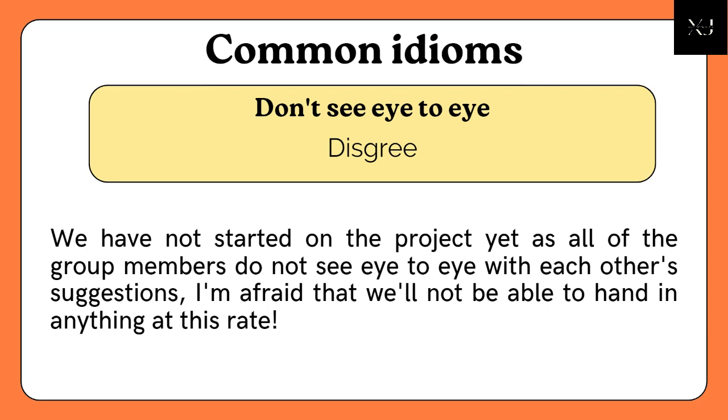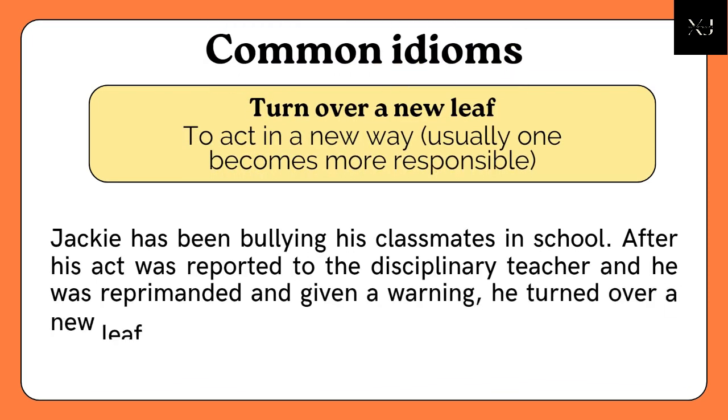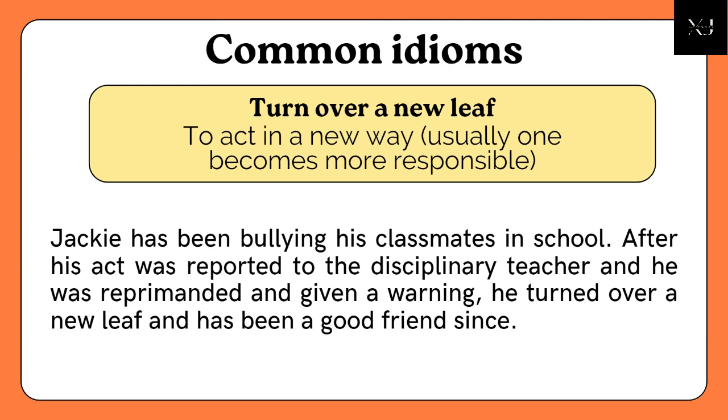Okay, our next idiom would be turn over a new leaf, which is to act in a new way. Usually in these scenarios, this person will become more responsible and become a better person in general. You can't turn over a new leaf and act worse than you were before, okay? Jackie has been bullying his classmates in school. After his act was reported to the disciplinary teacher and he was reprimanded and given a warning, he turned over a new leaf and has been a good friend since.